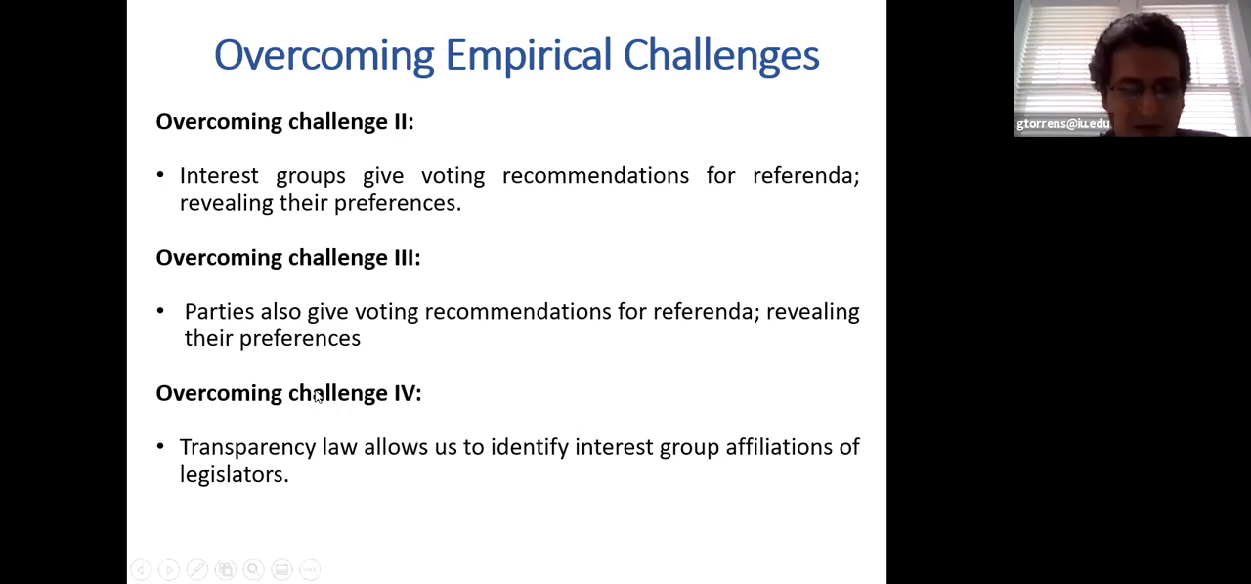And finally, we have transparency laws that allow us to match each legislator with the interest groups. Each legislator needs to fully reveal which interest groups are connected with him or her, and that data is publicly available. So with that, we can connect the interest groups with each politician. As you see, this is a very particular environment that allows us to overcome the main empirical challenges, and that's what we exploit in this paper.